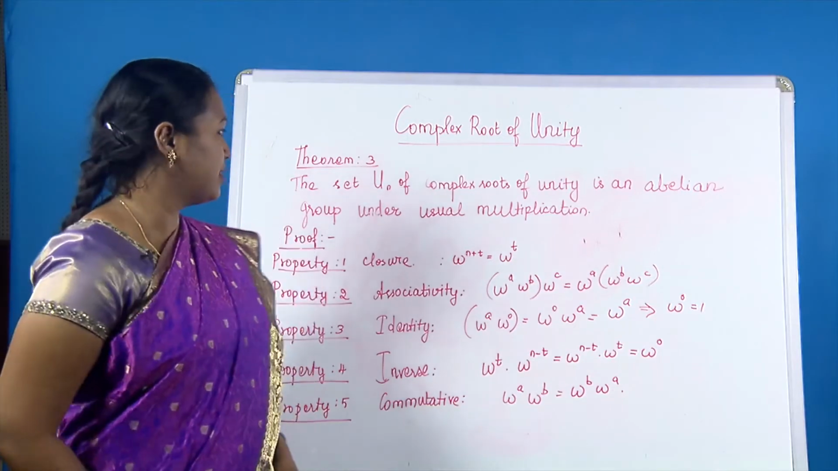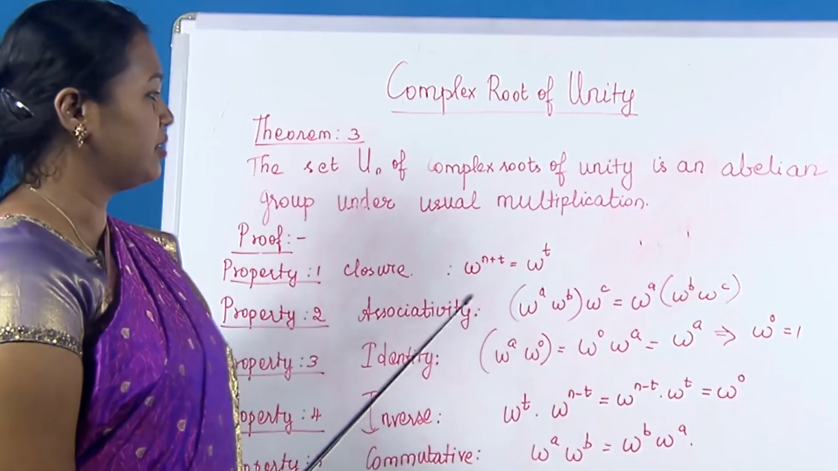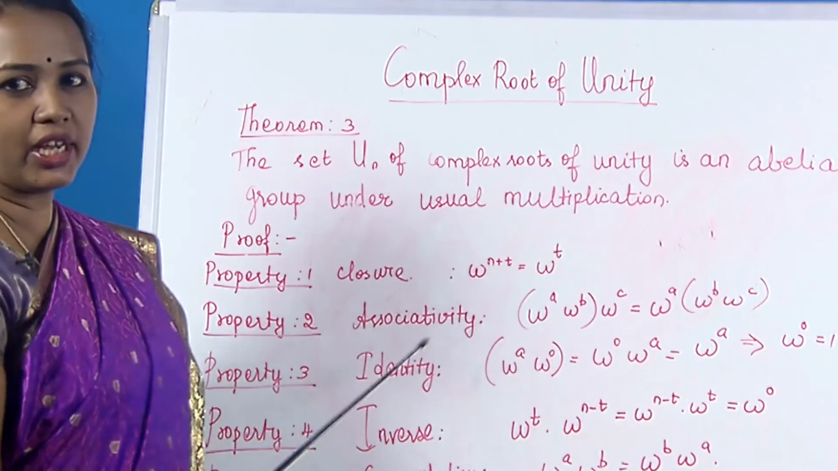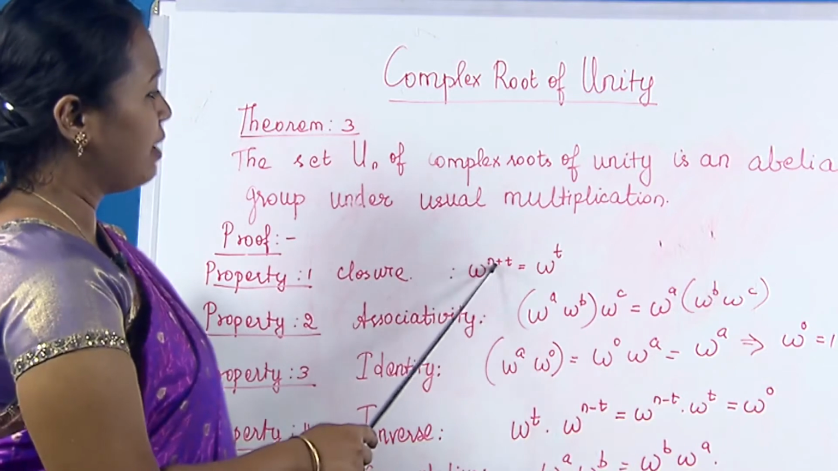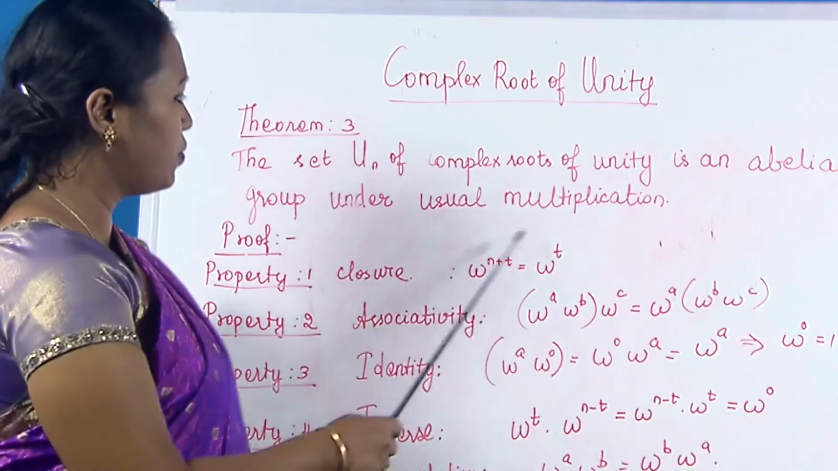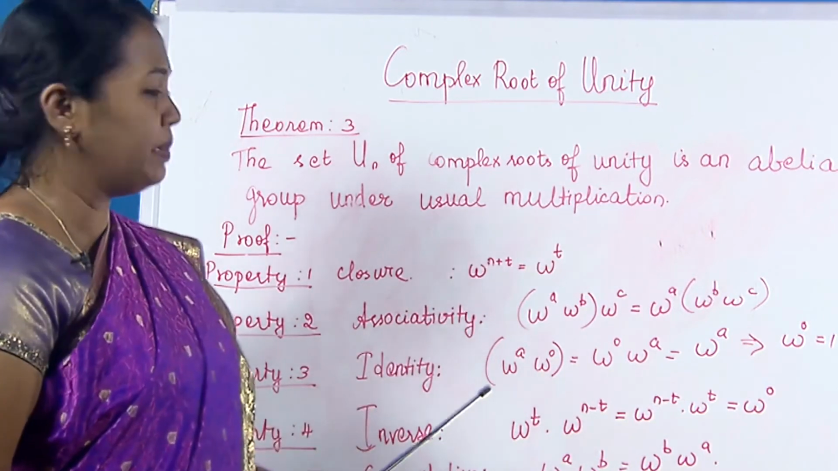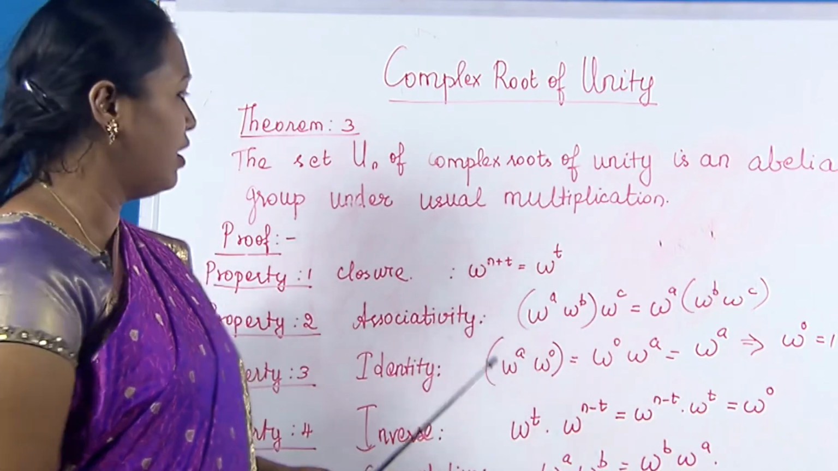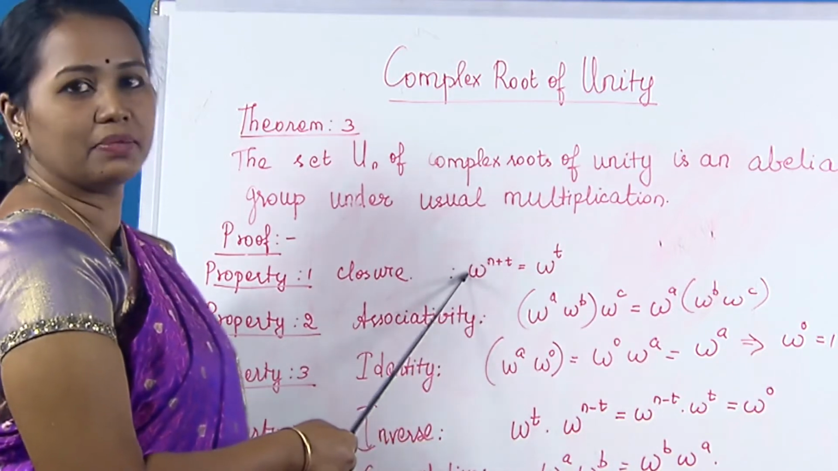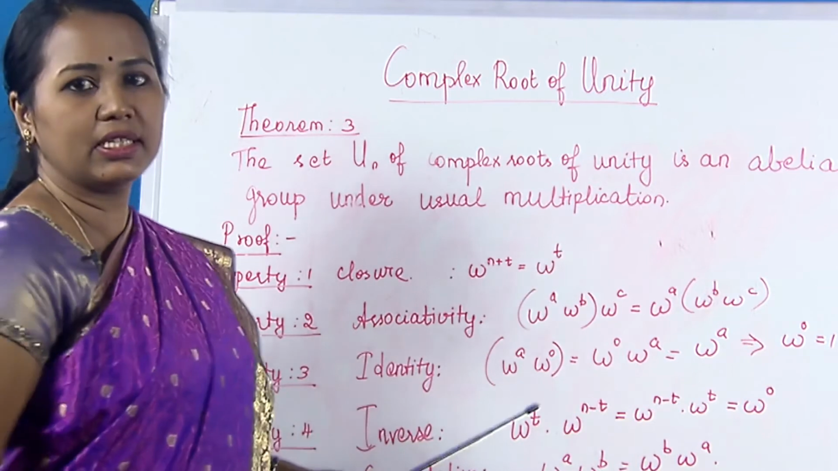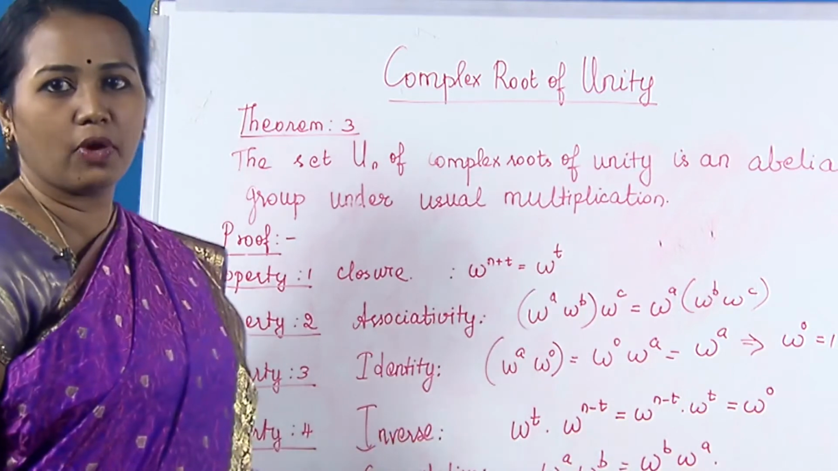Now, we shall see the next theorem. The set U_n of complex roots of unity is an abelian group under usual multiplication. In order to prove this, we will have to check the group for certain properties. The first one is closure. Clearly, omega power n plus t is equal to omega power t. Why we do this is because if we take two terms, let us say omega power a times omega power b, and one of the terms is greater than n, this can be written in the form omega power n plus t, and automatically omega power n becomes 1, and so we are left with omega power t, where t is greater than or equal to 1. So, this term is again within the group and therefore, the closure property holds.